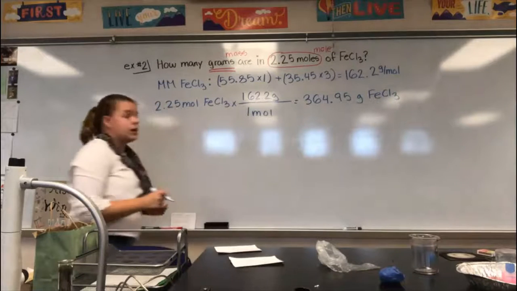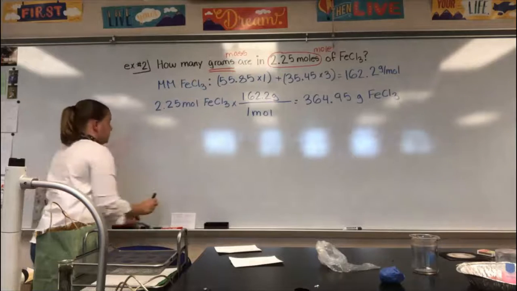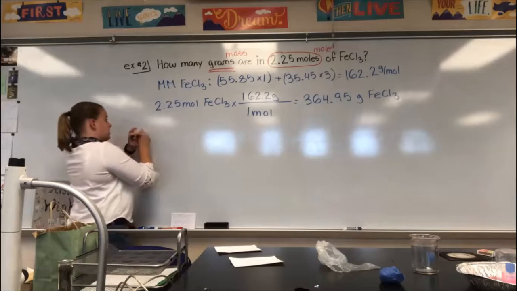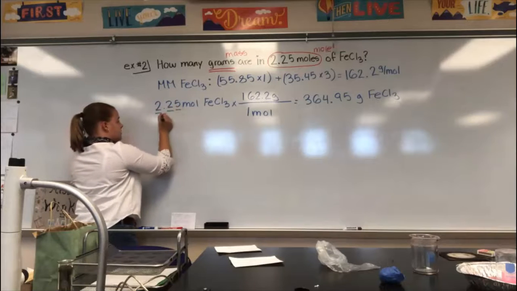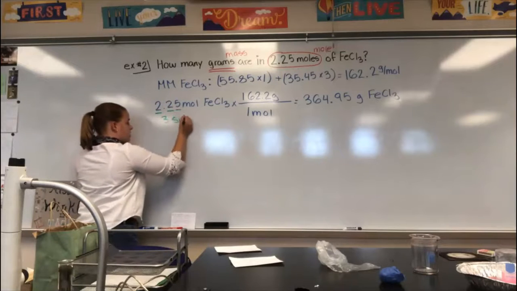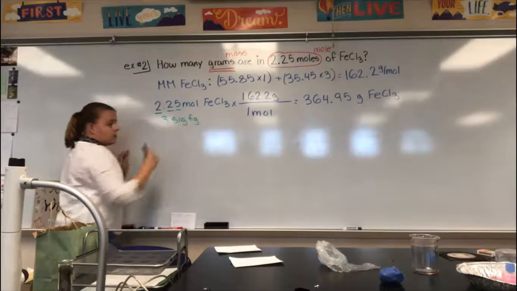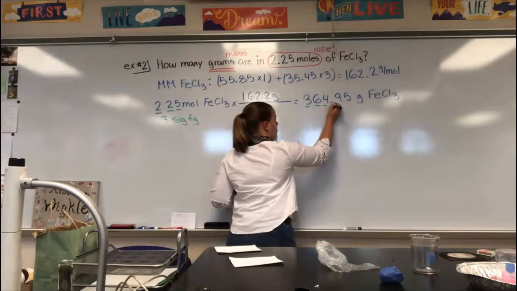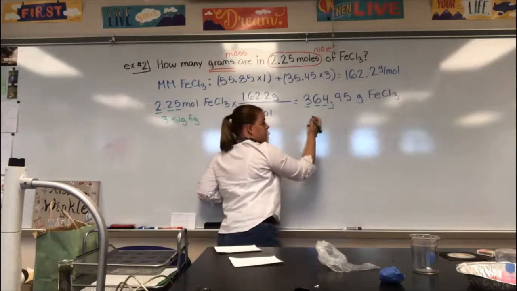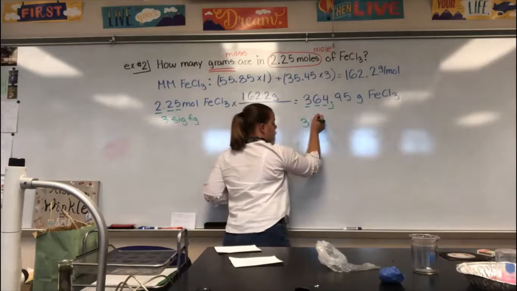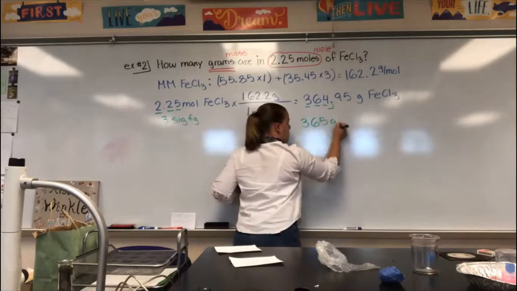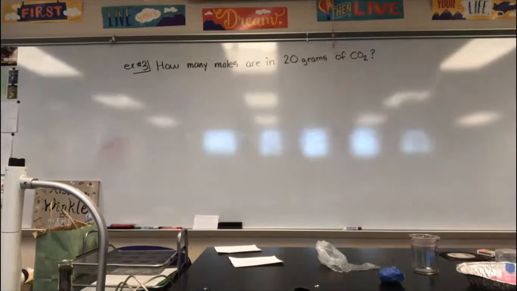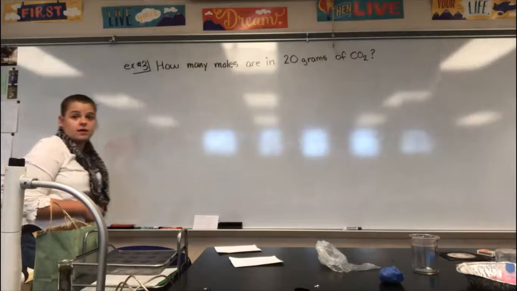And again, you're not done. We got to do sig figs. We started with 3 sig figs, since 2.25 has 3 sig figs, so we got to round our answer to 3 sig figs. Highlight our first 4. The 9 tells me the 4 goes up. So your answer is 365 grams of FeCl3.